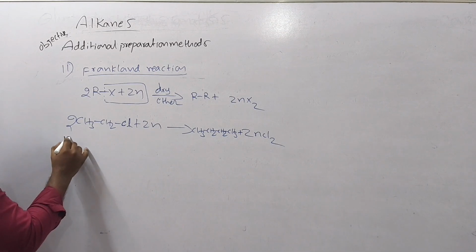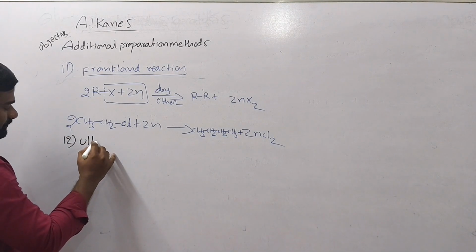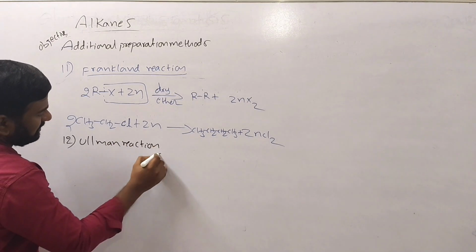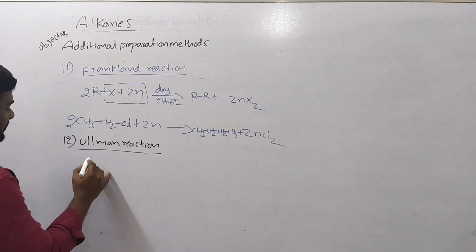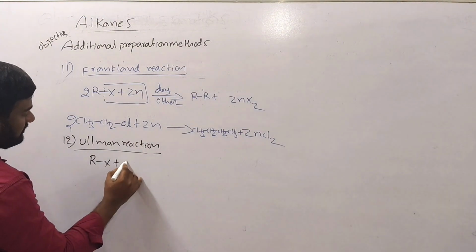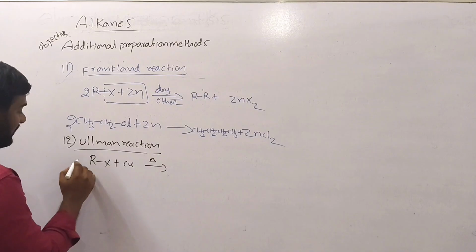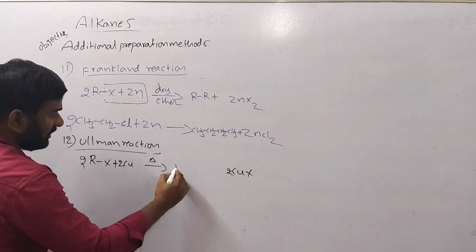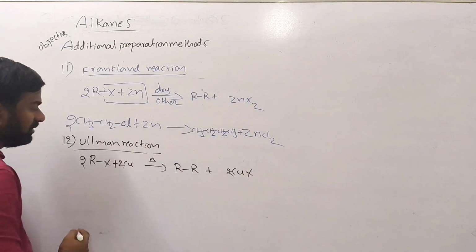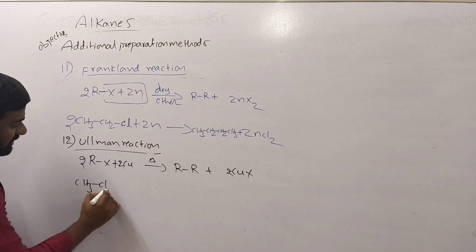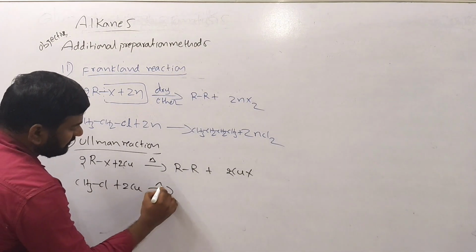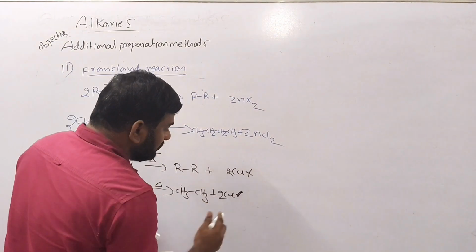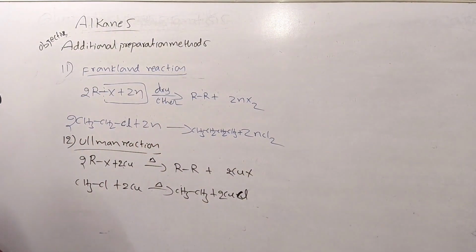Next, the 12th one, Ullmann reaction. Here also it is the same as this, but in the place of zinc you write Cu. So alkyl halides are heated with Cu, and we get CuX. Here with 2Cu, 2CuX will come, and the two alkyl groups combine with an R-R bond. Example, CH3Cl reacts with 2Cu. Here CH3-CH3 will come, plus CuCl.